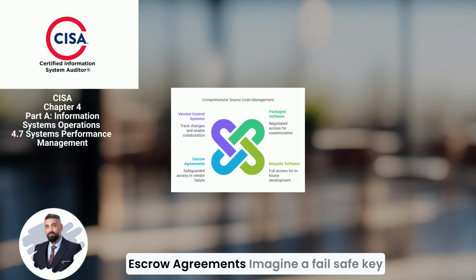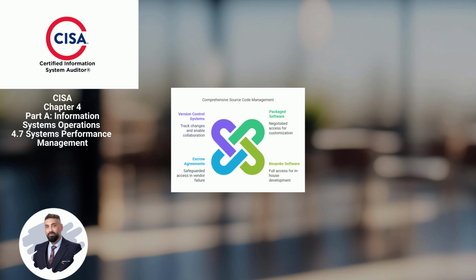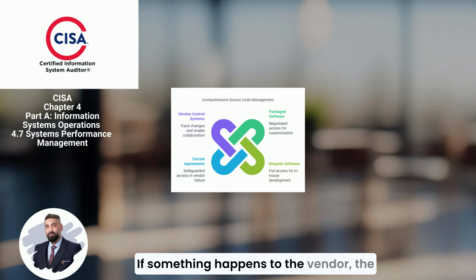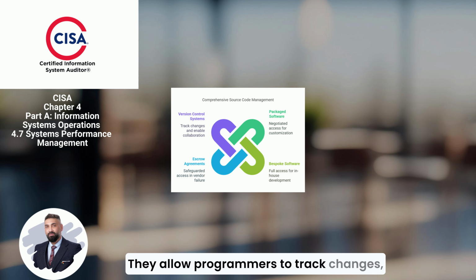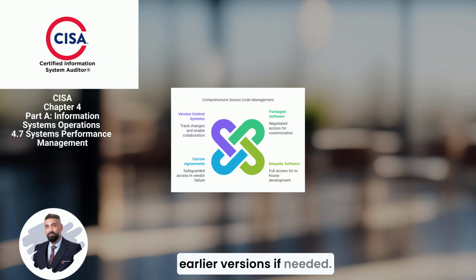Escrow agreements. Imagine a fail-safe key handed to a trusted third party. If something happens to the vendor, the escrow enables access to the source code. Beyond security, version control systems, VCS, such as Git, come into play for effective source code management. They allow programmers to track changes, collaborate without conflicts, and revert to earlier versions if needed.